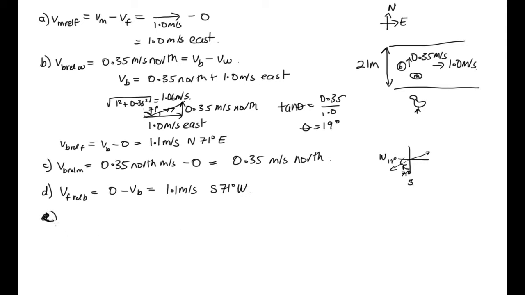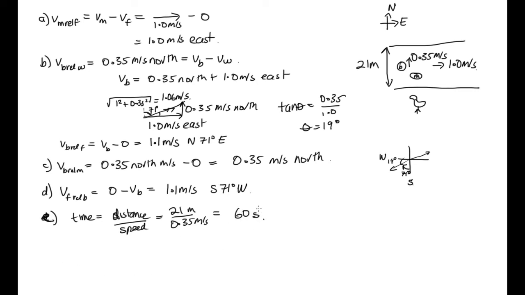And then E, last part, it says if the babies make it all the way across the river, how far downstream from the father do they land? So what we need to do is work out how long it'll take them to get across the river, and then we know that downstream, every second they're in the water, they're being carried 1 meter downstream. So the time is equal to the distance over the speed. So they're going 21 meters, and they're going at 0.35 meters per second across the river. So that's the northwards velocity. And so that is equal to 60 seconds.